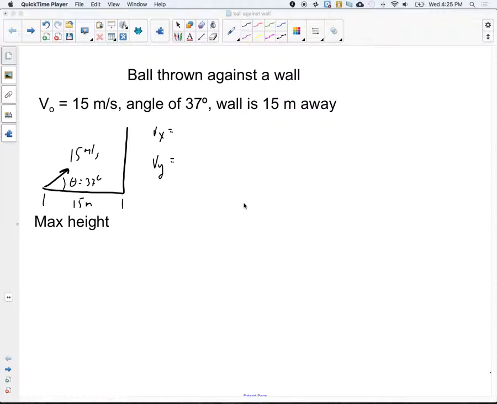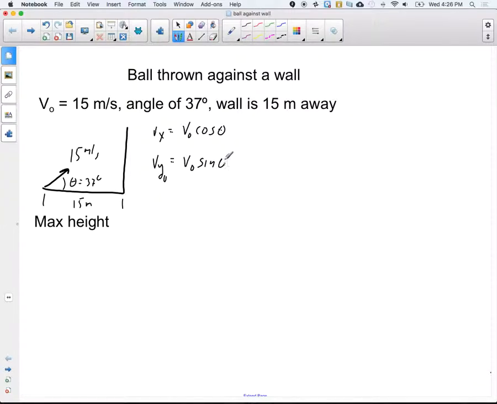So the first step to almost all of these projectile problems is to figure out the velocity in the x and the y direction. The velocity in the x direction is v0 cosine theta, and the initial velocity in the y direction is v0 sine theta. Remember, the velocity in the y direction is going to change, but the velocity in the x direction is constant. So this will give me 12 meters per second, and this will give me 9 meters per second.